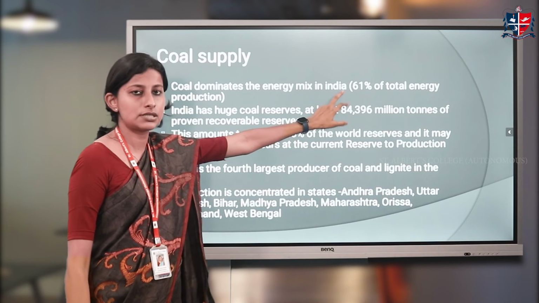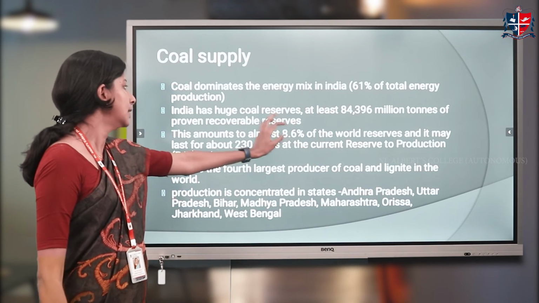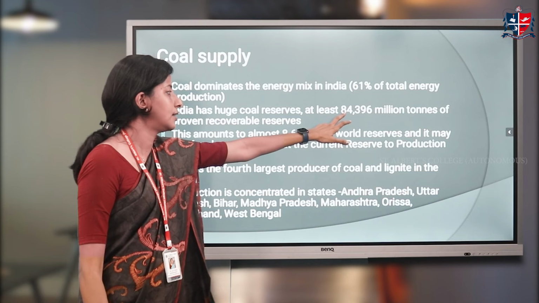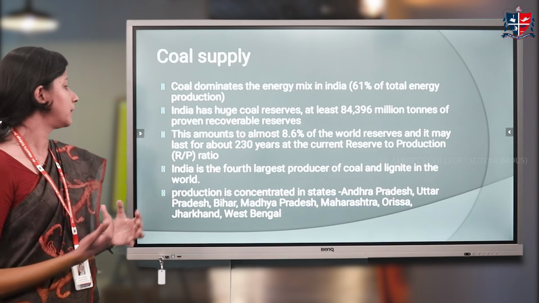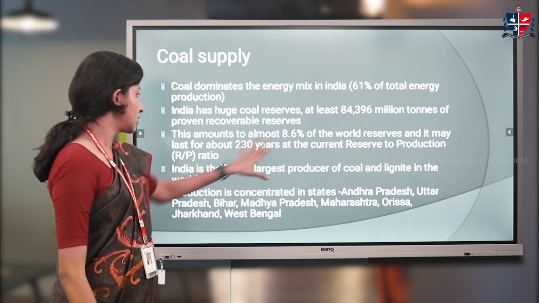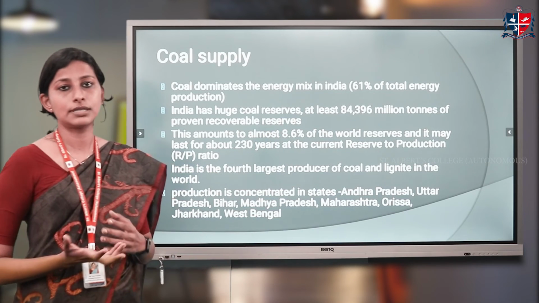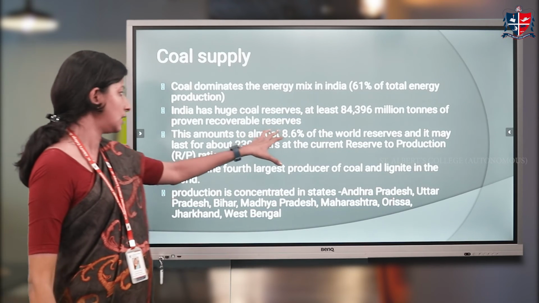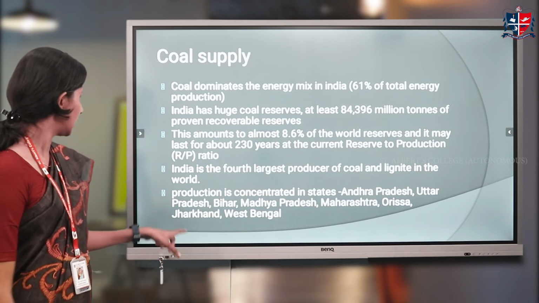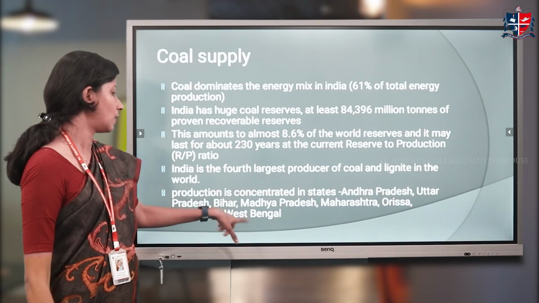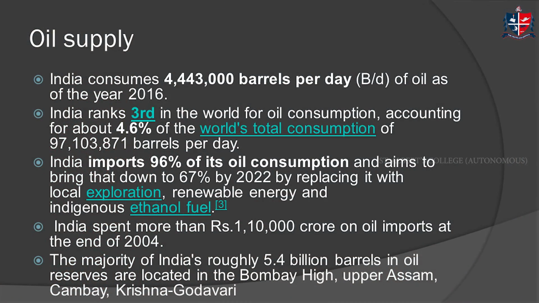Nearly 61% of our production or capacity is from coal. There are many reserves: 84,396 million tons. These are the recoverable reserves. This is just 8.6% of the world reserves. That is what we should understand: India holds only 8.6% of the world capacity of coal. Then these are the states which produce or have more concentrated coal.